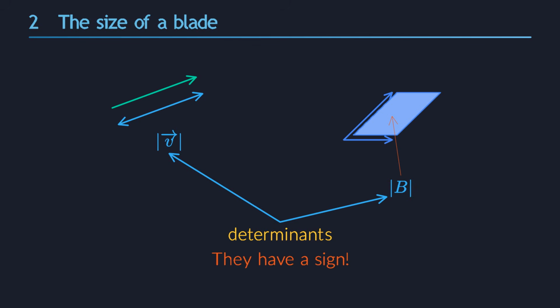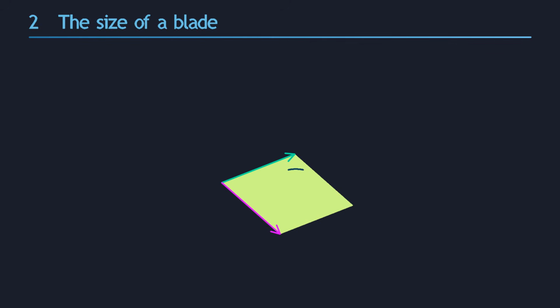Not only does the determinant give you the absolute value of the size of the blade, it also tells you in which direction the blade is oriented. Some two-dimensional blades orient in a counterclockwise direction, which is typically taken as the positive orientation for angles. Those blades will give you positive determinants. When you swap the order of the two vectors that make up the blade, its orientation flips around. It becomes clockwise. Those blades will give you a negative determinant.